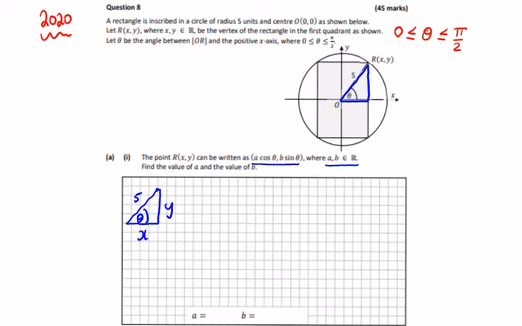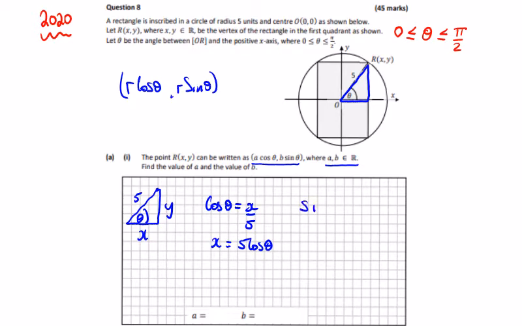So what can we say about x? It's adjacent to the angle, so cos is going to be involved here. So the cos of theta is equal to x over 5. So x is equal to 5 cos theta. Any point on a circle can be written as r cos theta, r sine theta, where r is the radius. That's what this question is going to show.